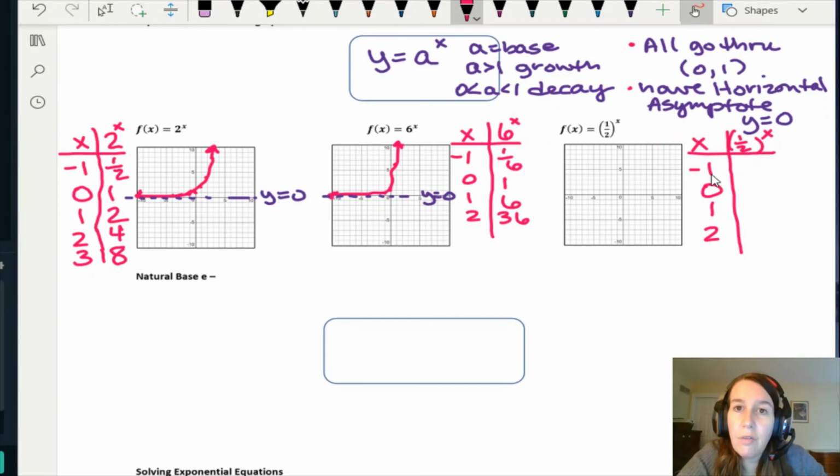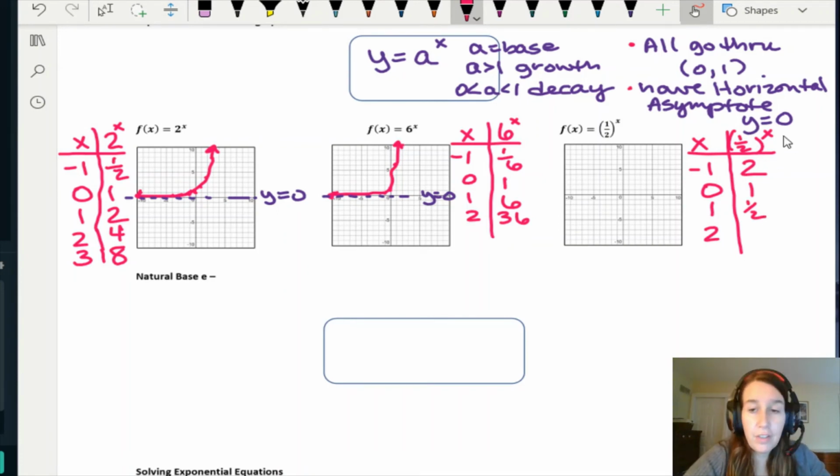So if we put in -1, 1/2 to the -1st power is going to flip the fraction, right? So it's going to equal 2. 0, anything raised to the 0 power is 1. 1/2 to the 1st power is 1/2. And 1/2 to the 2nd power would be 1 squared over 2 squared, so 1/4. Okay, so if I graph those, I'm getting -1, 2, and then 0, 1, and now I'm going into fractions less than 1 but greater than 0.